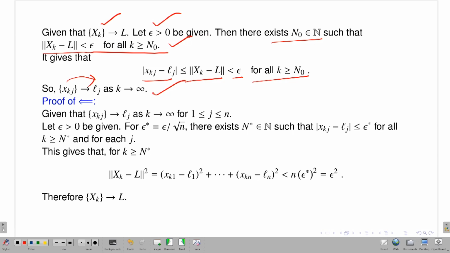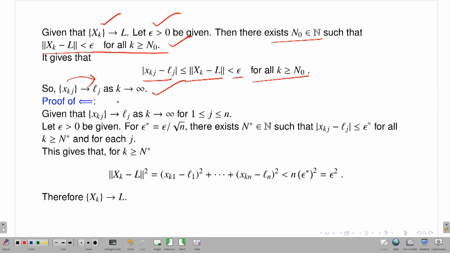So, therefore, if the sequence capital Xk converges to capital L in Rn, it implies the convergence of the component sequence in R. Now, let us see the converse. So, that means I have the assumption that small Xkj converges to Lj as k approaches infinity for all 1 less or equal to j less or equal to n. I have to show that capital Xk converges to capital L whose components are L1, L2, up to Ln.